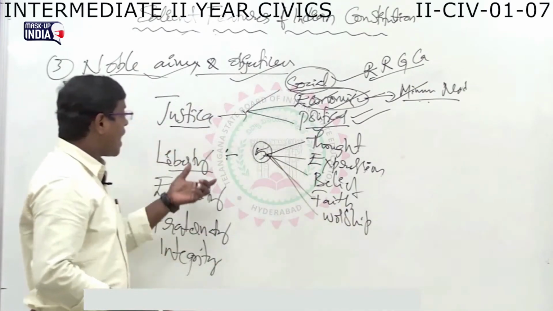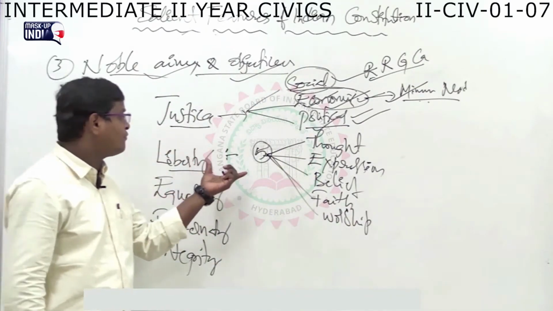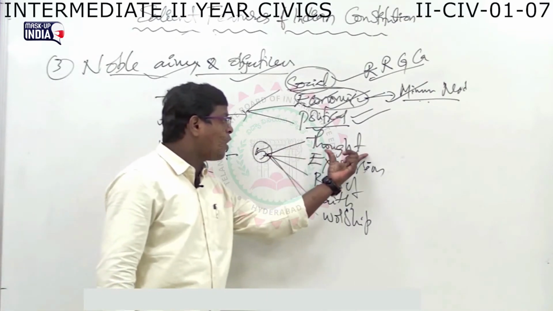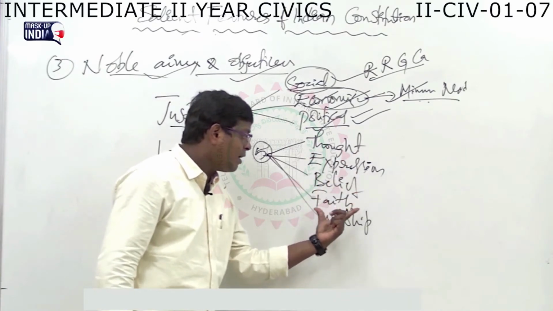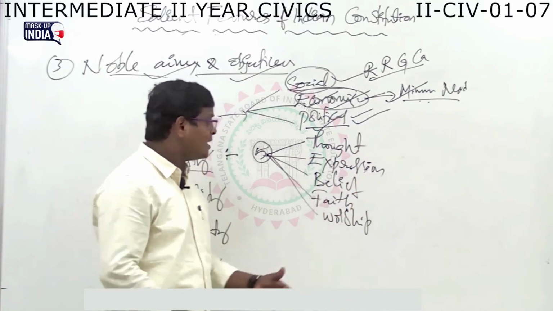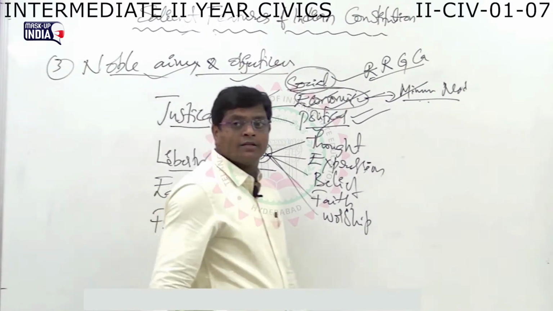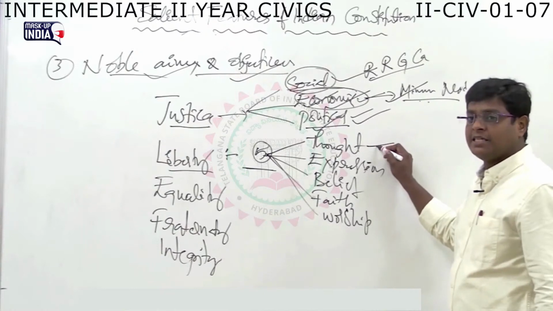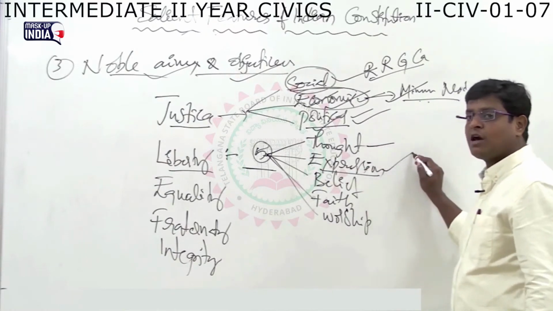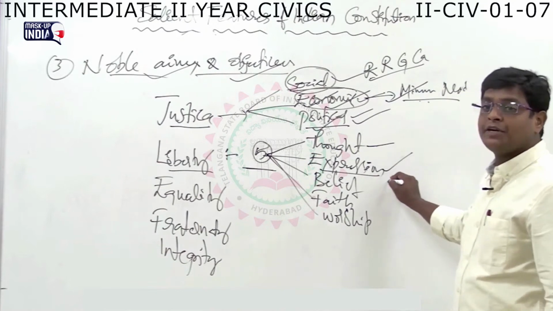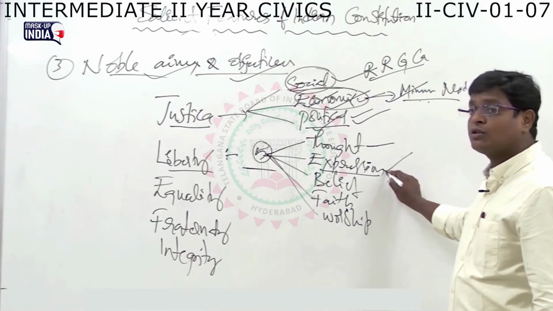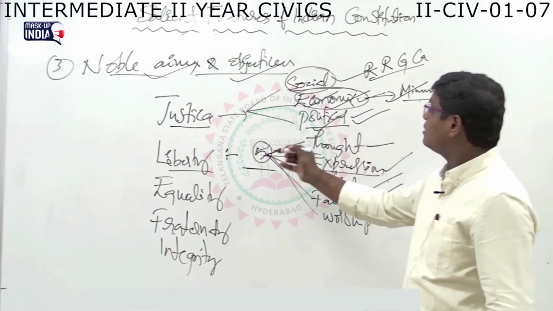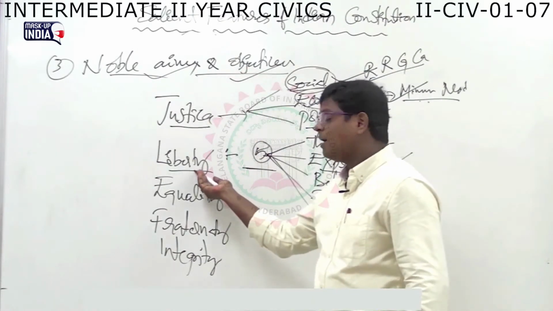Keep in mind, our Constitution of India, especially the preamble, provides liberty to the people of India in the matters of thought, expression, belief, faith and worship. Understood? Liberty on 5 matters. Regarding thought, the people enjoy liberty and freedom. In the matters of expression also, the state shall provide freedom to the people of India regarding expression, belief, faith, worship. So these are the noble aims and objectives under liberty.